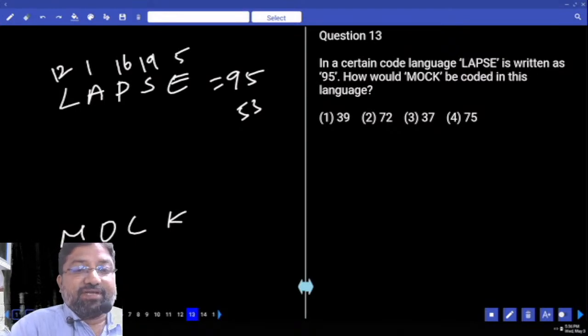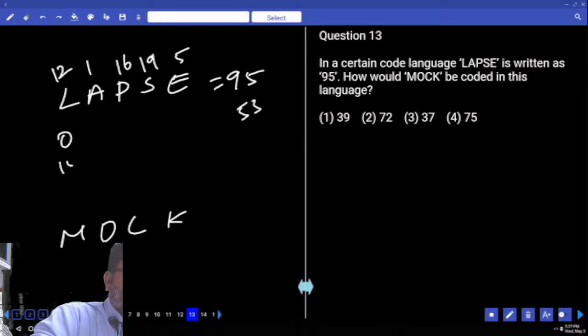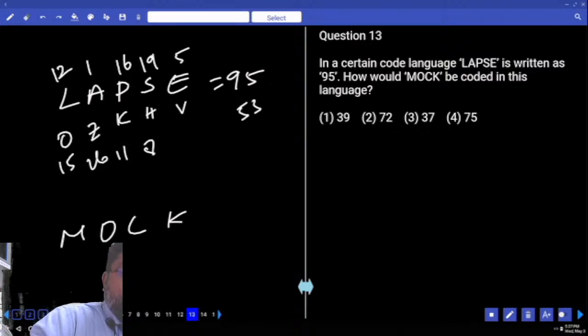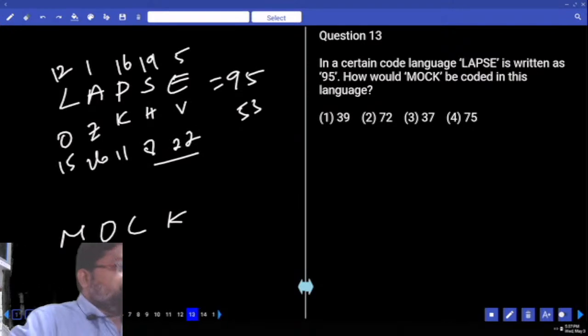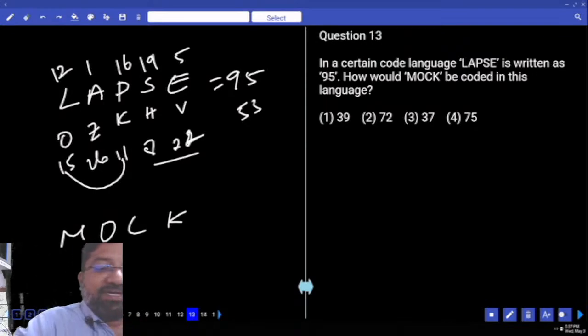When you are not going with regular place value, we'll try with the reverse place value. What is reverse place value? L's opposite is O, 15. A's opposite is Z, 26. P opposite K, 11. S opposite H, 8. E opposite V, 22. 8 plus 22. 15 plus 11, 26. 26 plus 26, 52. 52 plus 30.